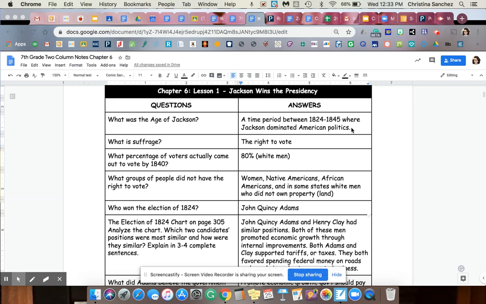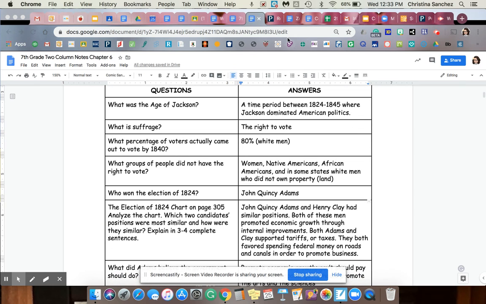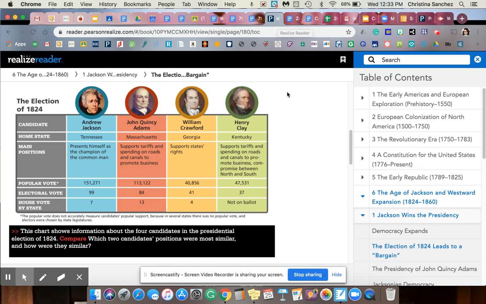Those questions were the ones that you should have read pages, I believe it was 302 to 306, to get the answers for. But then I also wanted you to look at a chart on page 305. This is the chart on page 305, and you will see with the election of 1824 that there are actually four candidates. Today, we are so used to the two-party system that seeing four candidates might seem a little bit strange to us. But in the election of 1824, there were actually four candidates. You have Andrew Jackson, John Quincy Adams, William Crawford, and Henry Clay.